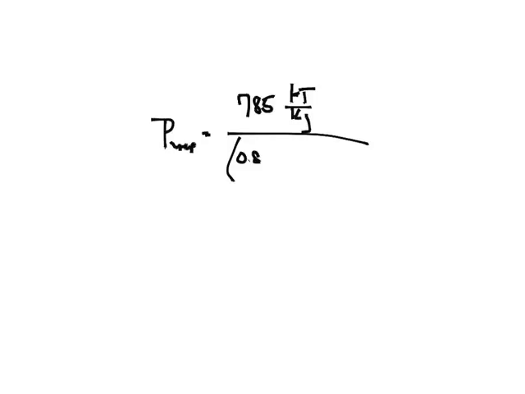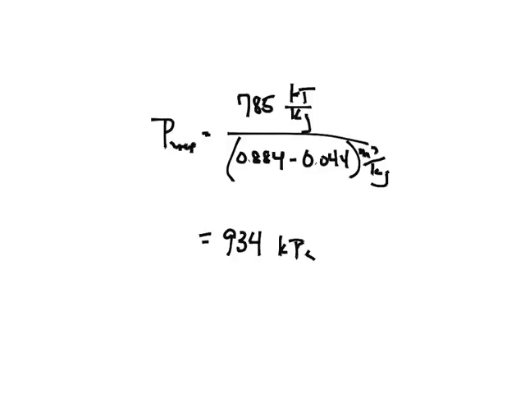Now, next slide, we can finally calculate our mean effective pressure, which equals 785 kilojoules per kilogram over delta V, 0.884, our V max, minus 0.044, our V min, that's meters cubed per kilogram, specific volumes, and we end up with 934 kPa.